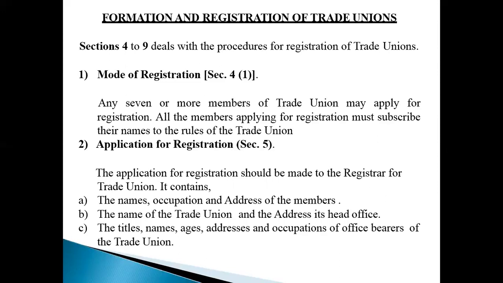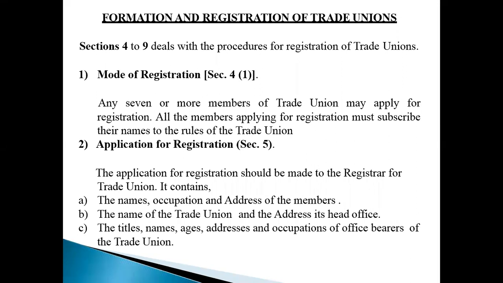We can have certain questions where we can write in our own words, like if someone asks what the functions and roles of the trade union are, then you can write accordingly, whatever you have understood under that particular act. But here, where there are formation and registration procedures, you have to clearly mention the sections and act under that. So first one is the mode of registration, section 4(1).